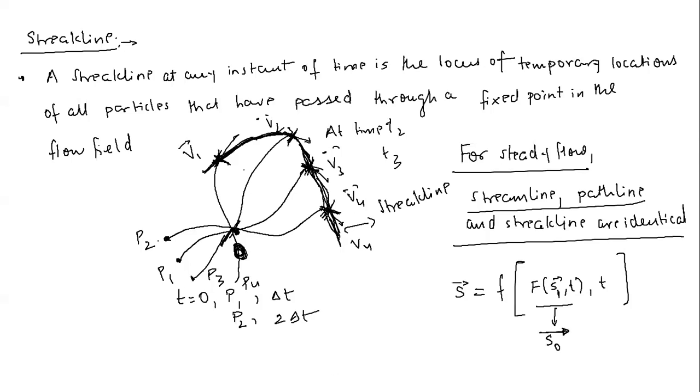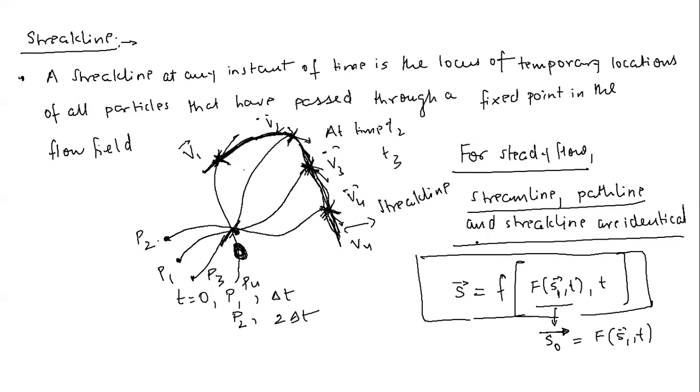So if you take the fluid particle at time t equal to 0, and its identity is s naught vector, then this s naught vector simply becomes a function of s1 vector comma t. This s1 vector is representing some point P1, correct? So now this is the equation of a streak line. Don't worry, this will become more clear when I take a numerical. Right now it might be confusing how this equation came, but it will become clearer when I solve the numerical on a streak line.